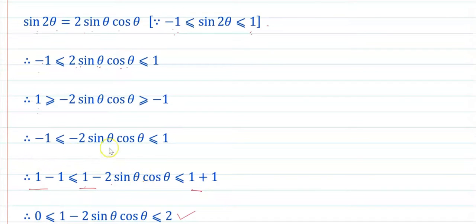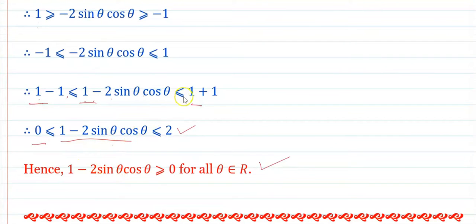Next we add to this inequality. In every term of this whole inequality we are going to add +1. This is the +1 +1 +1. +1 and -1 get cancelled. You will get 0. 1 minus 2 sin theta into cos theta. 1 plus 1 that is 2. It means that 1 minus 2 sin theta into cos theta lies between 0 and 2. It's clear that 1 minus 2 sin theta into cos theta is greater than or equals to 0 for all theta belongs to set of real number.